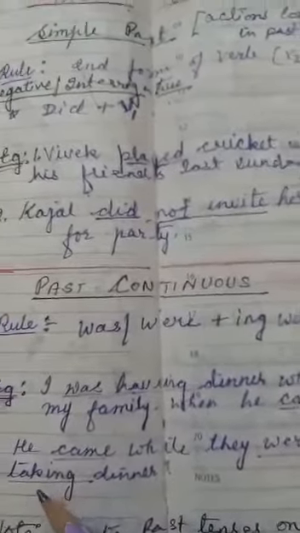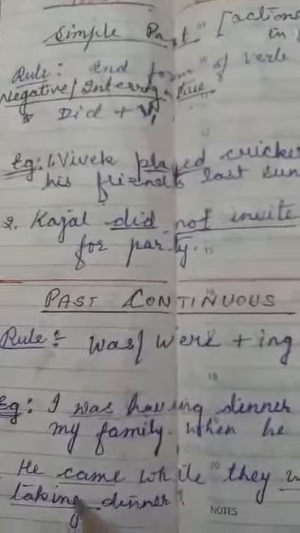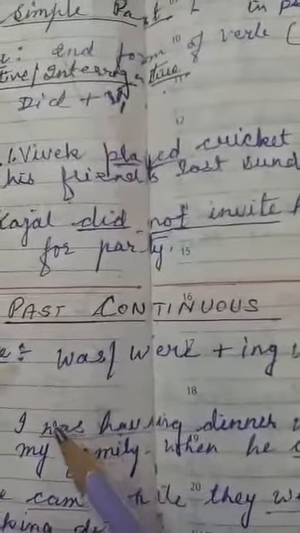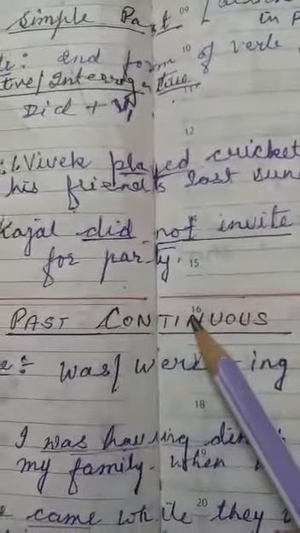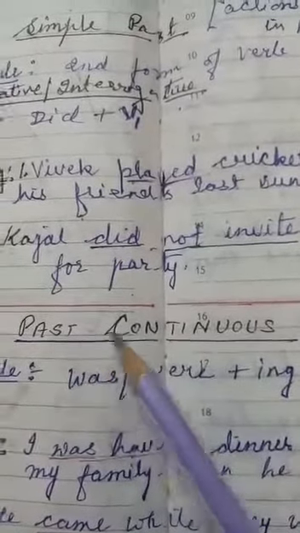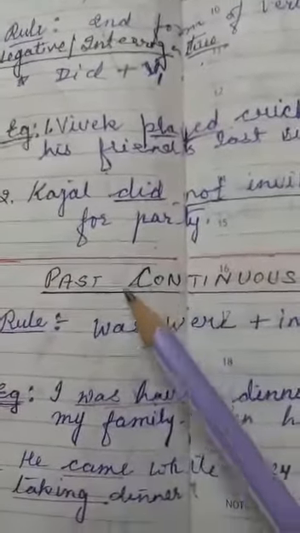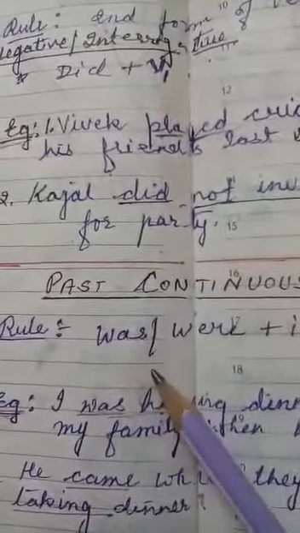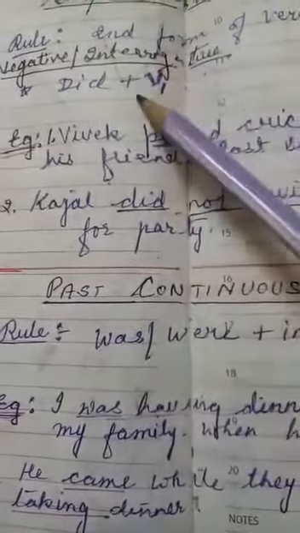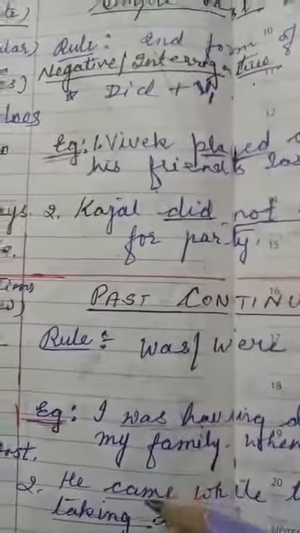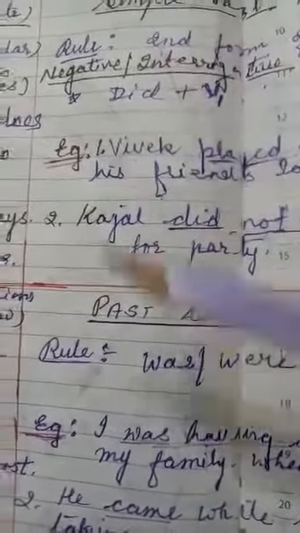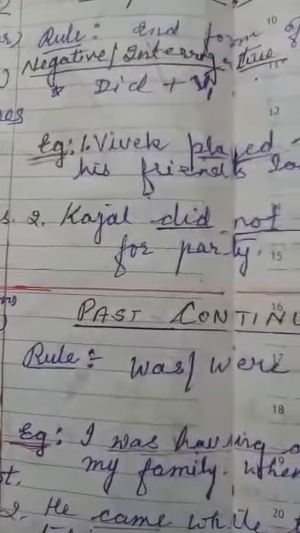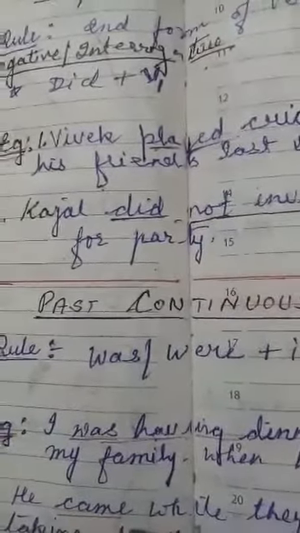I want you to pay attention in this sentence: he came while they were having dinner. When we have two sentences in the past, keep it in mind, one sentence we frame with the simple past and the other with the past continuous. Whatever, there will be one sentence in the past, and the second sentence may be past perfect or it may be past continuous.